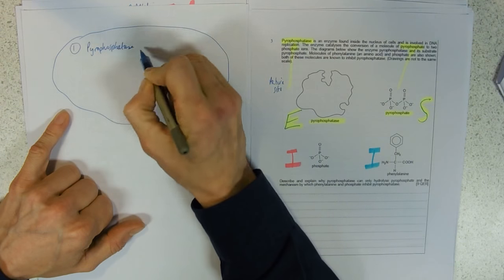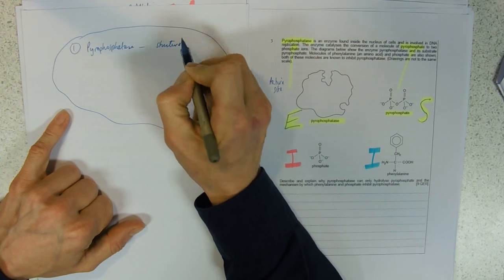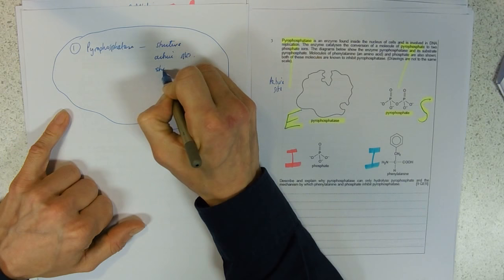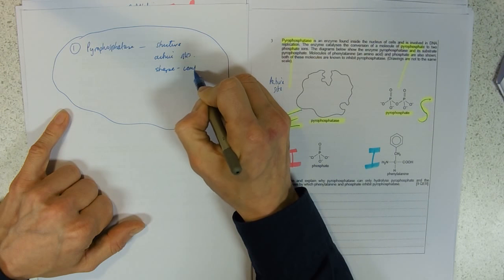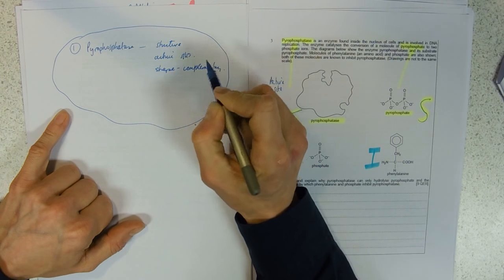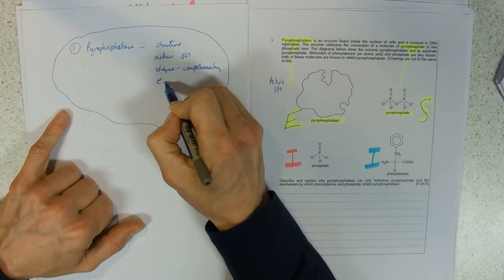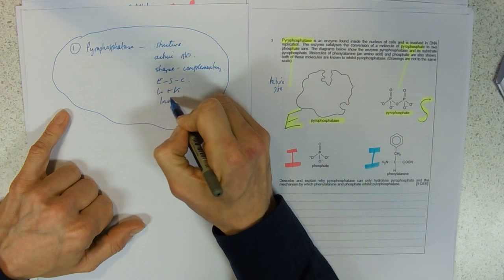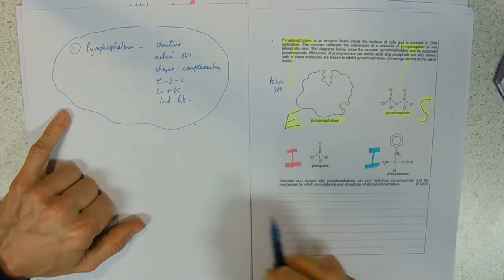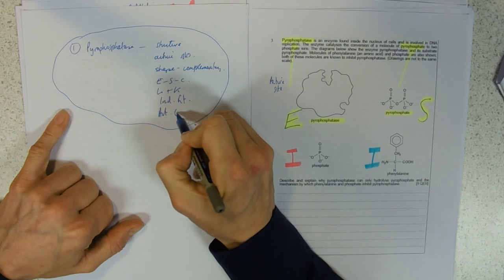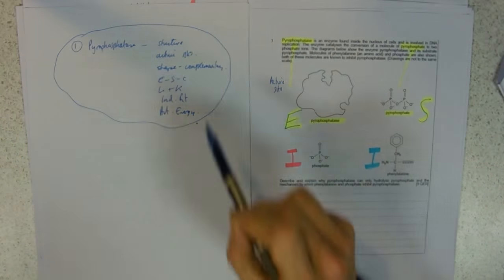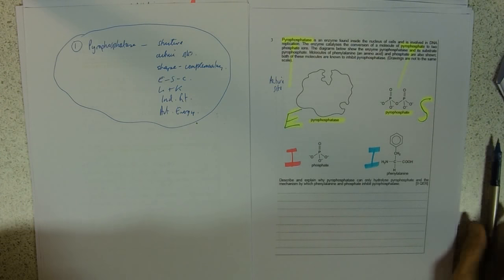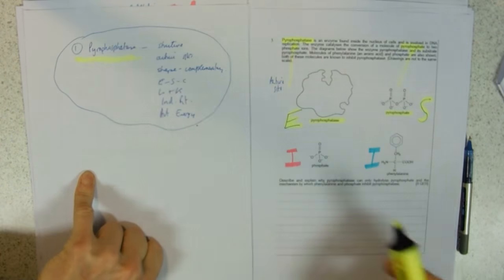Pyrophosphatase, I'm going to talk about the structure, active site, shapes, being complementary. I'm going to talk about enzyme substrate complexes, lock and key, maybe induced fit. I could talk about activation energy. Basically, how do enzymes work? So your key theory on enzymes working. So that's our basic area there.